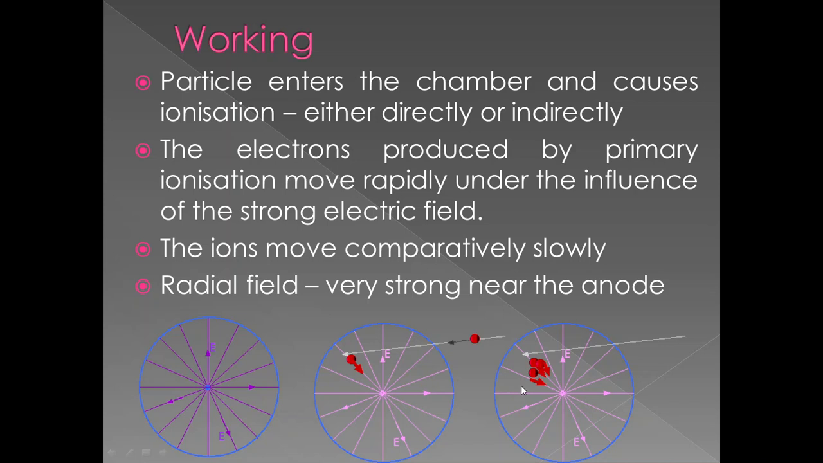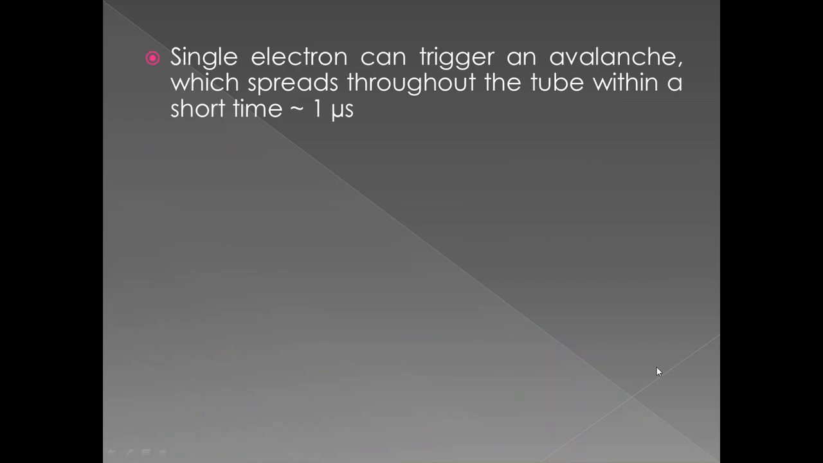Also, another important event takes place. Apart from the electrons which are causing ionization, primary electrons produce secondary electrons. The secondary electrons also produce ionization. An avalanche of electrons is produced.